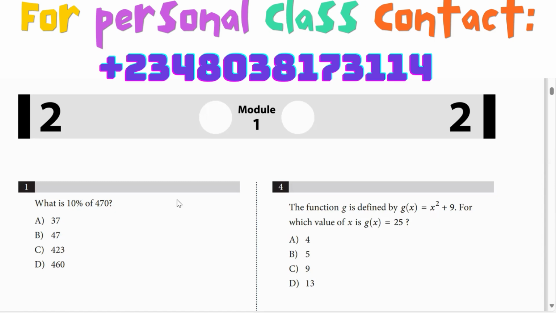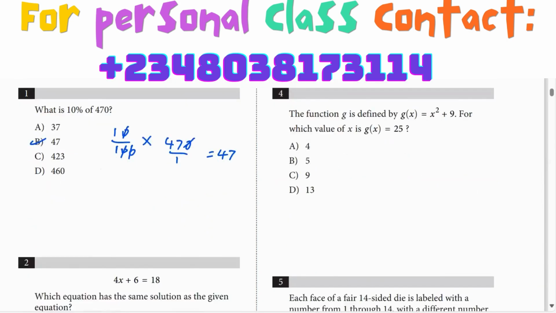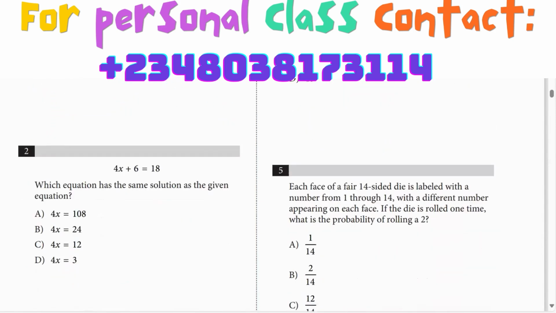So this is module 1. And here, question number 1, we are asked to find 10% of 470. What is 10% of 470? That's 10 over 100 times 470 over 1. So we reduce this, and this we cancel, and that gives us 47. And so option D is the correct option. We'll proceed to question number 2.